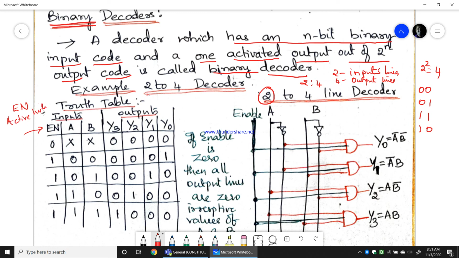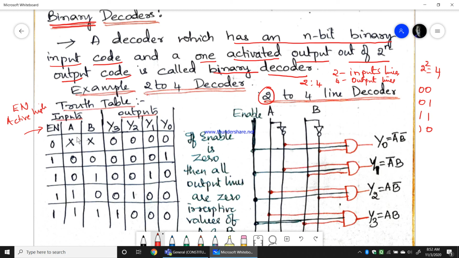So for an active high enable pin, if 0 is given to that, it means that enable pin is disabled. Therefore, as the enable pin is disabled, irrespective of the values of A and B, let A and B take any value, as it is don't care, no output will be selected because the enable pin is disabled. So there will not be any output line that will be selected because the enable pin is disabled.